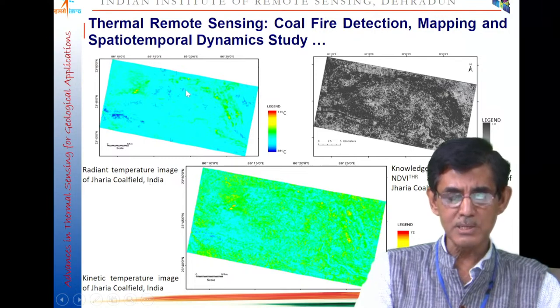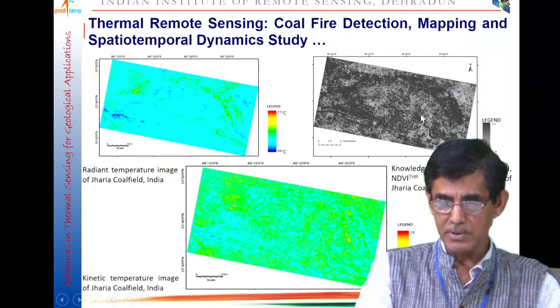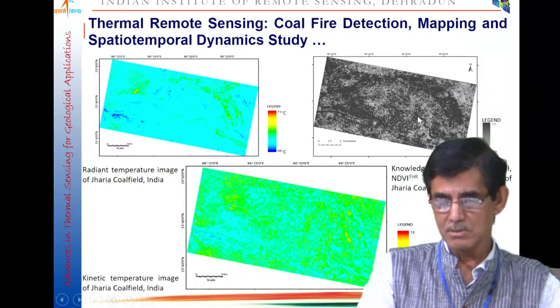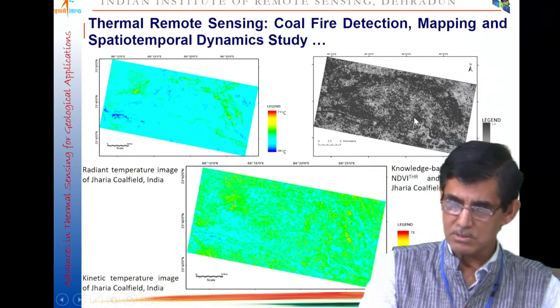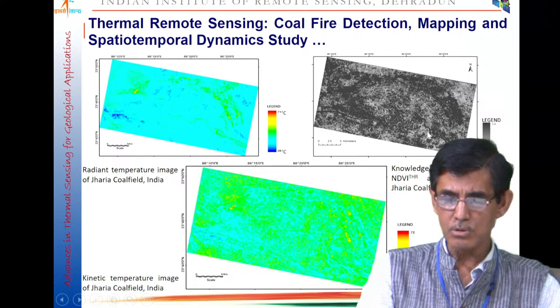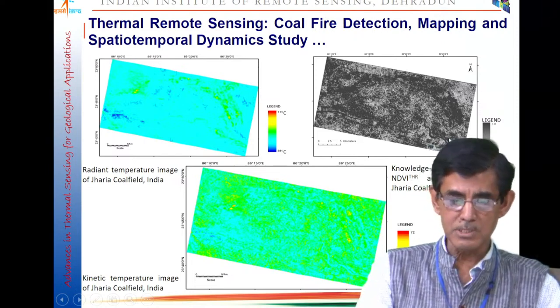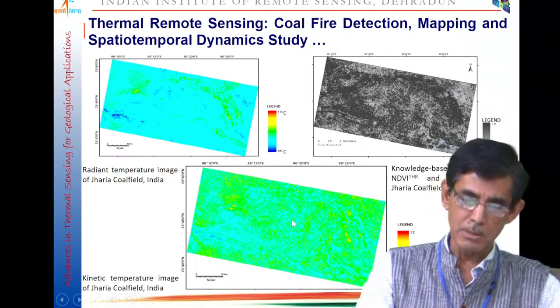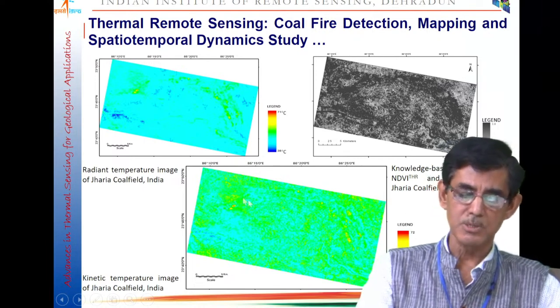So you get the radiant temperature image using Planck's law. Then you get this NDVI, because from NDVI you can get the emissivity, or you can have the thermal emissivity by other means. There are other procedures available also. So from NDVI or from other procedures, you can have the thermal emissivity image, and then using thermal emissivity and this radiant temperature image, you can get the kinetic temperature image, or the actual body temperature image. So this is very, very precise, and it gives you a lot of details, okay, spatial details.